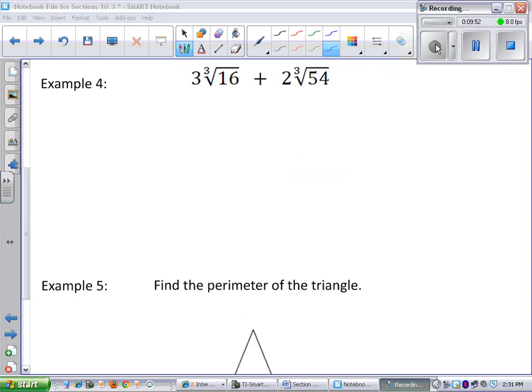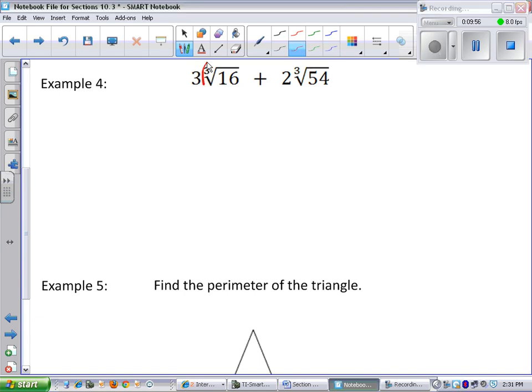Now I can use the CPLX root program to simplify cube roots as well, with a little bit of a variation. So I'm going to start off with 3, and then I'm going to use the program to simplify the cube root of 16. So I'll have 3 times whatever the cube root of 16 gives me, plus 2 times whatever the cube root of 54 gives me.